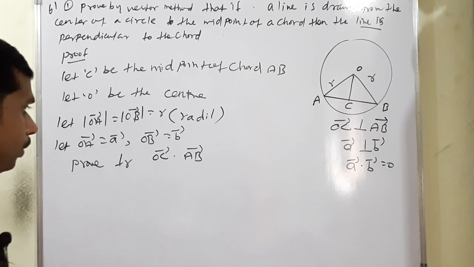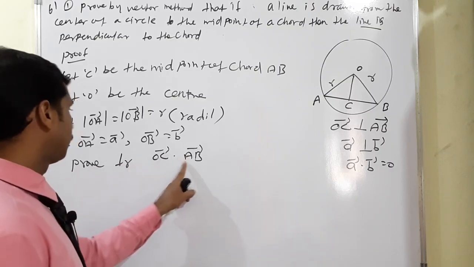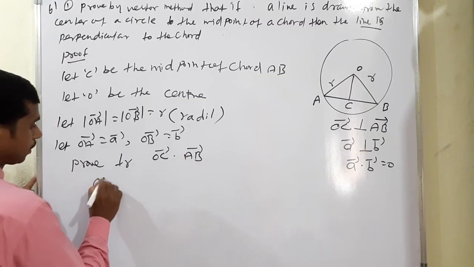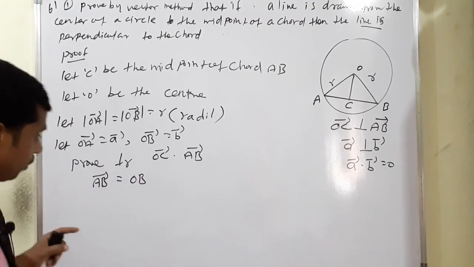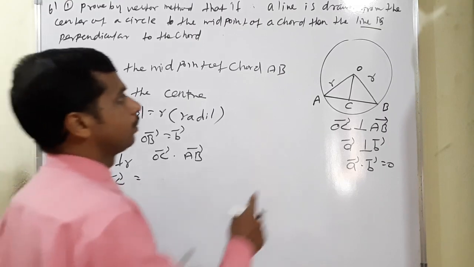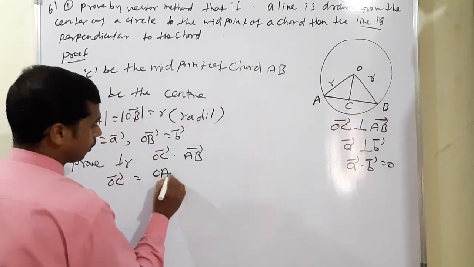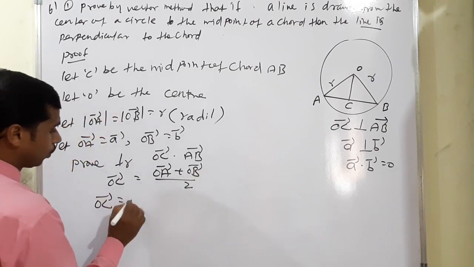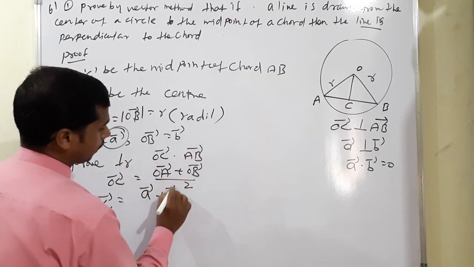So first we need to find the AB vector, but before that we have to identify the OC vector. How to find it? OC vector means OA vector plus OB vector divided by 2, isn't it? So OC vector is equal to OA vector plus OB vector divided by 2. Therefore, OC vector is equal to A vector plus B vector by 2.